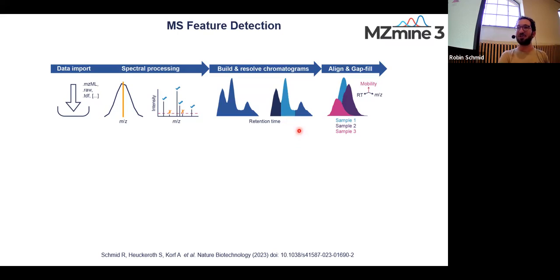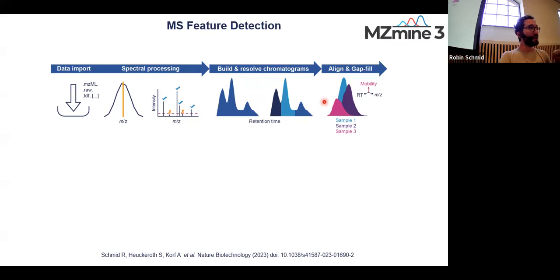And what is a feature to us? It's just an MZ, so it's just a mass to charge ratio, and it doesn't matter if it's LC or imaging or whatever. It's just a mass to charge ratio, but it has much more properties. So there might be the retention time index, and MS2 spectra and other properties attached to it.